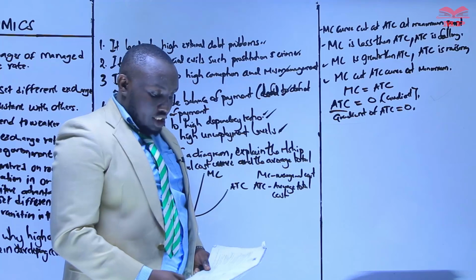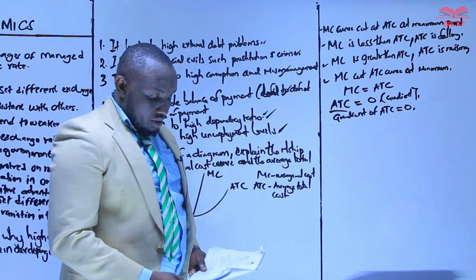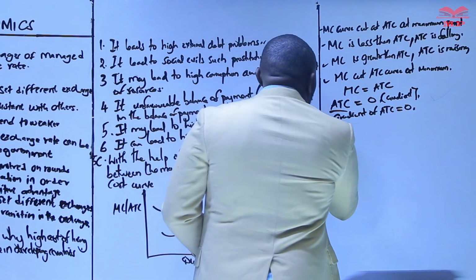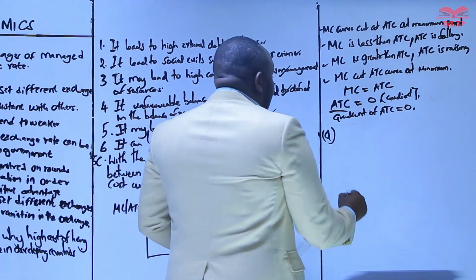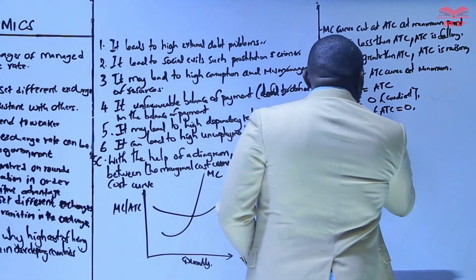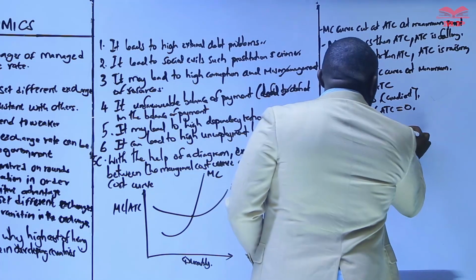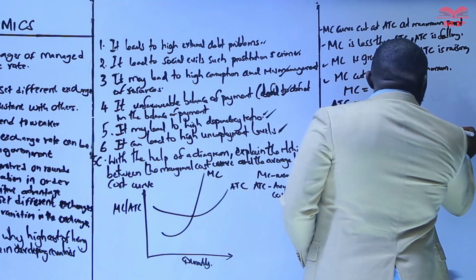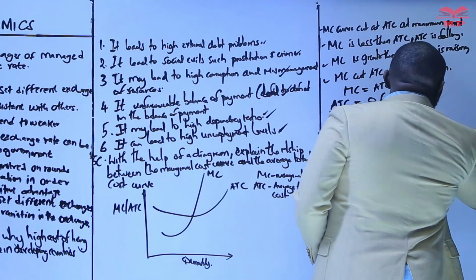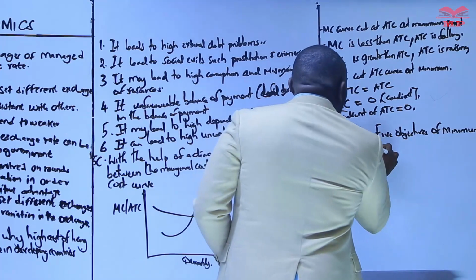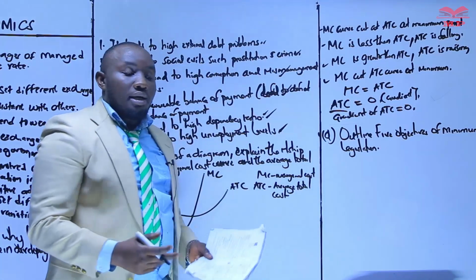We pick it up on our last question, question 5. It says: outline 5 objectives of minimum wage legislation. So we put it down: question 5D. Outline 5 objectives of minimum wage legislation.